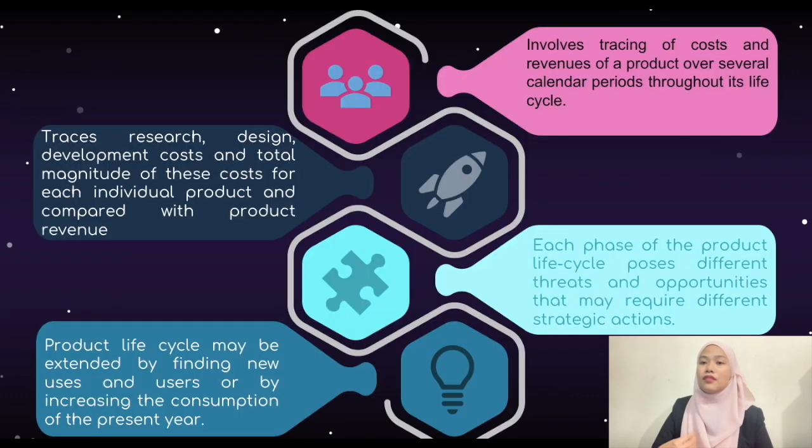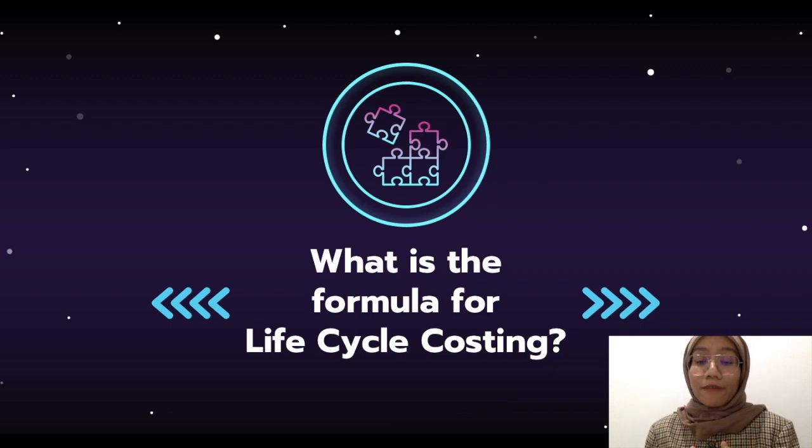Life cycle costing involves tracing the cost and revenue of a product over several calendar periods throughout its life cycle. Next, it traces research, design, and development costs and the total magnitude of this cost for each individual product and compares it with product revenue. Third, each phase of the product life cycle poses different threats and opportunities that may require different strategic actions. And lastly, the product life cycle may be extended by finding new users or by increasing the consumption of the present users. So guys, what is the formula for life cycle costing?